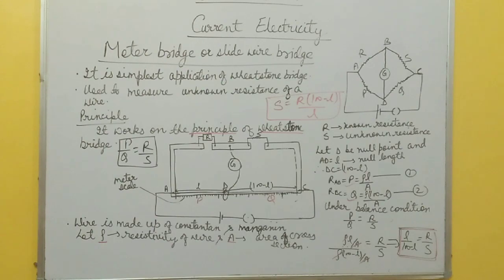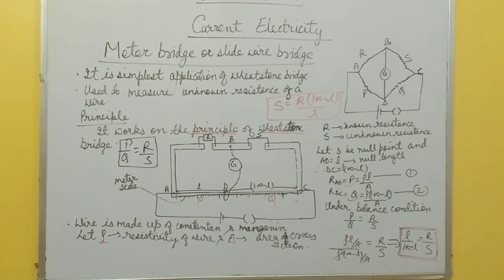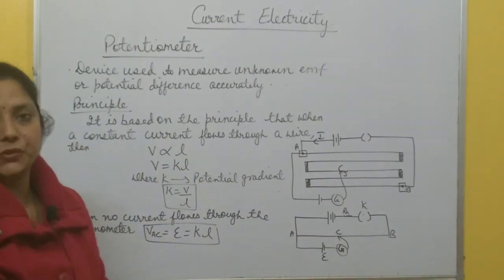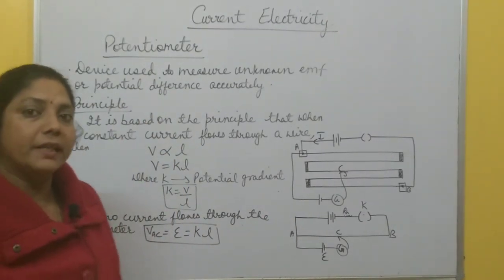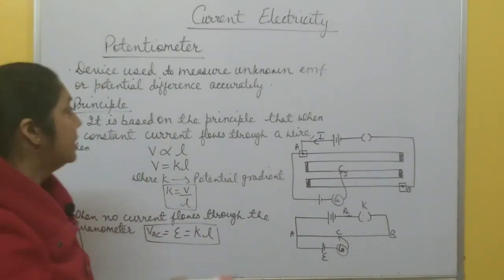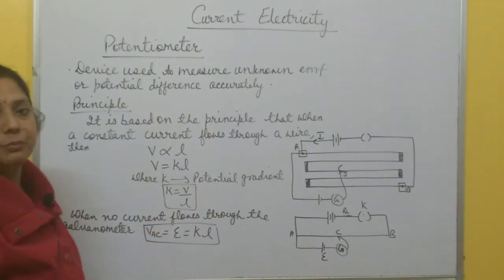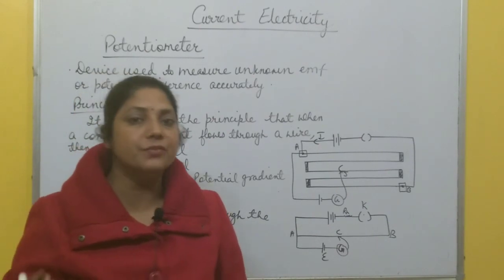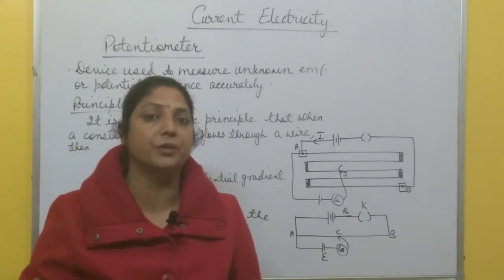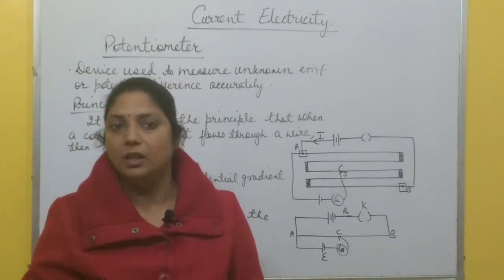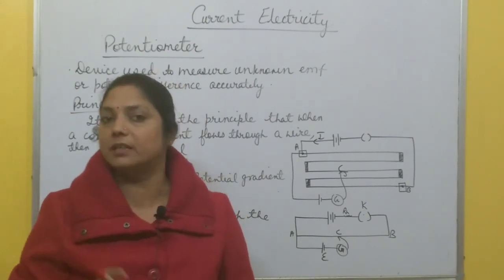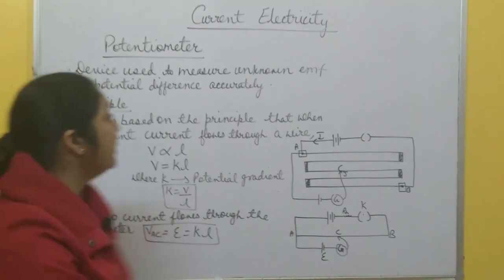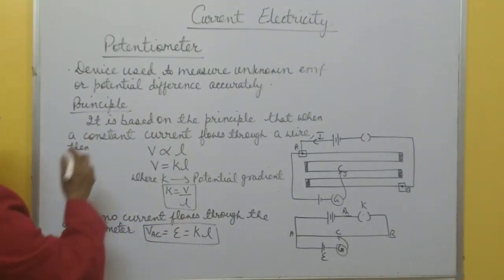Next, the last topic is left, that is potentiometer. Now the last topic of this chapter is potentiometer. One electrical instrument, that is meter bridge, we already discussed. The next electrical instrument is potentiometer. What is this potentiometer? Actually, potentiometer is a device which is used to measure EMF or potential difference very accurately. A voltmeter is also used to measure potential difference or EMF, but it does not give an accurate value. That's why potentiometer is used, right?